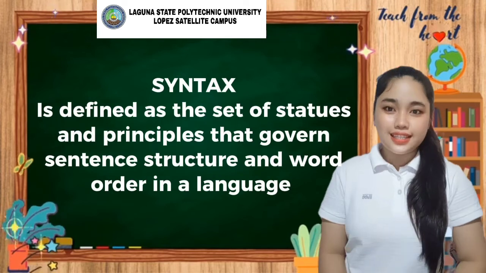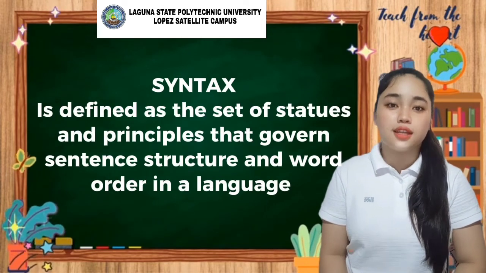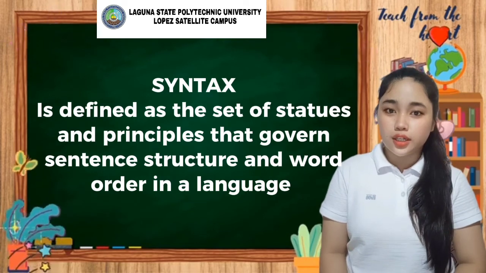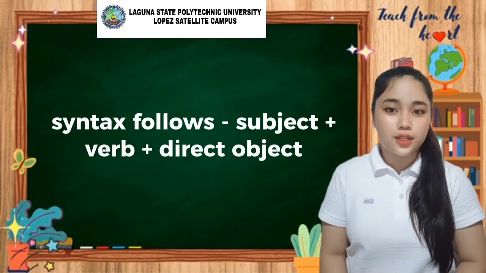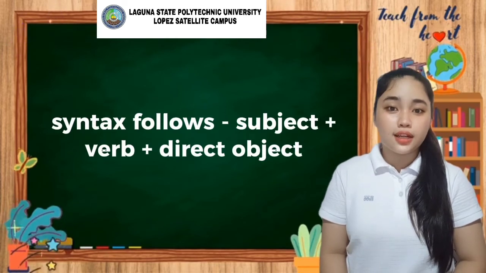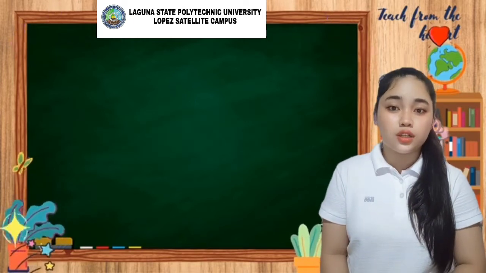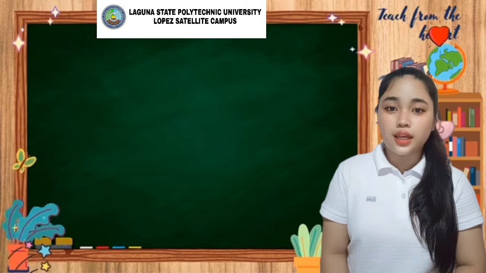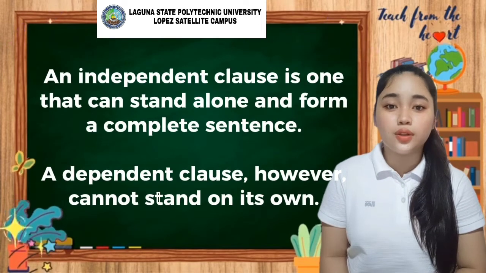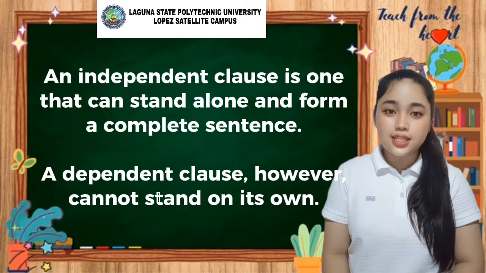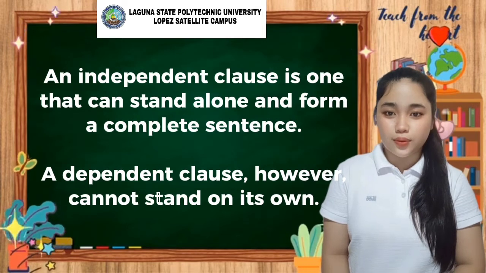Next is syntax. It's defined as the set of rules and principles that govern sentence structure and word order in a language. The most basic syntax flows as subject plus verb plus direct object formula. One way to explore syntax is to know your clauses. These are independent and dependent clauses. An independent clause is one that can stand alone and form a complete sentence. A dependent clause, however, cannot stand on its own.